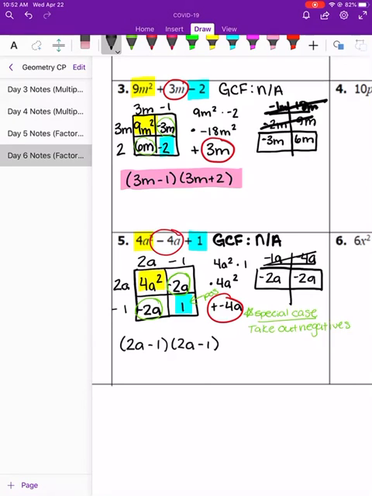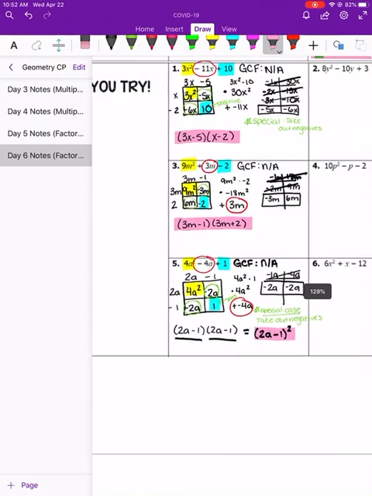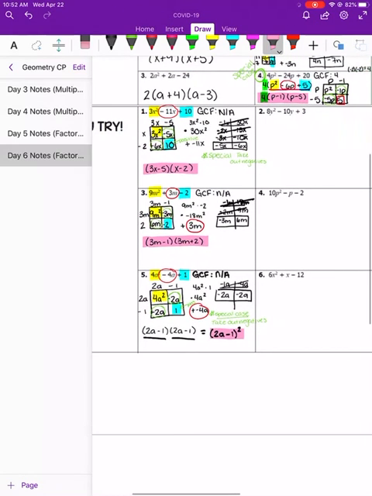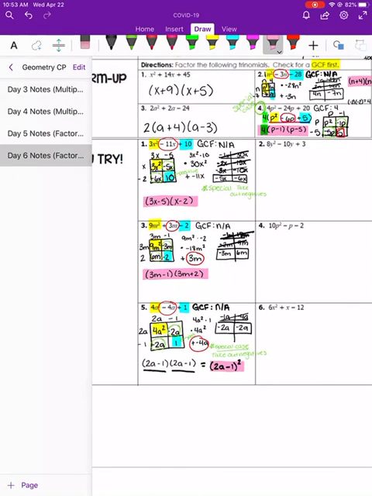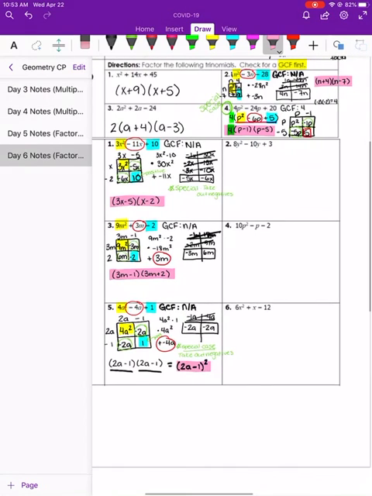Okay. If you guys remember in the last set of notes, I told you guys that if you get two things that are the exact same, the way that we write this is 2a minus 1 squared. And that will be your answer. Okay. So it's very similar to what we were doing last time. We just have to worry about a GCF, and we have to make sure that we check for our special case where we need to take out that negative, even though we may not think to do that.